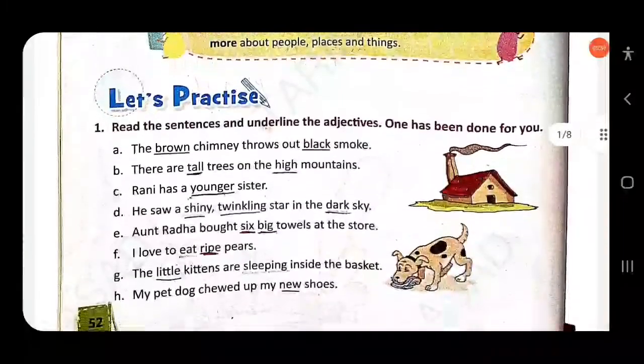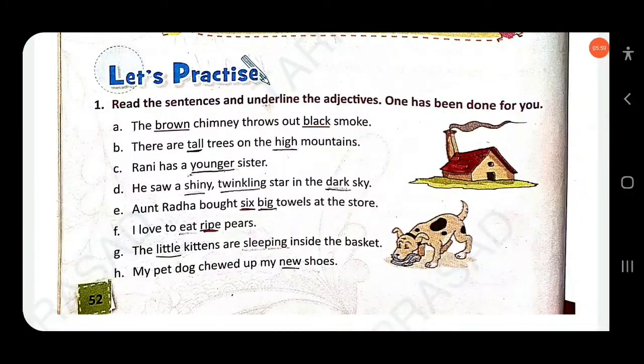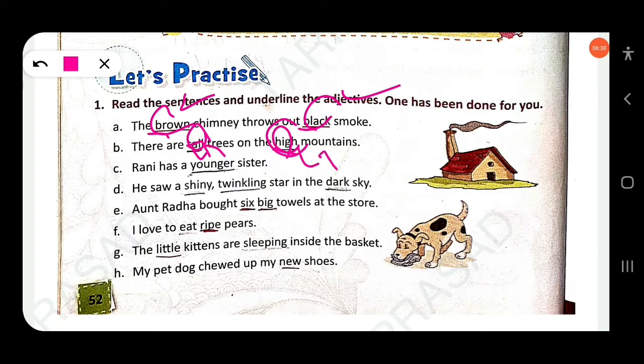Next, read the sentences and underline the adjectives. One has been done for you. The brown chimney throws out black smoke. Here you have to underline the adjectives brown and also black. Both are adjectives of color. Then next, there are tall trees on the high mountains. Here you have to underline tall and also high. Both are adjectives. Tall gives more information about trees and high gives more information about mountains. Which type of mountain? This is a high mountain.